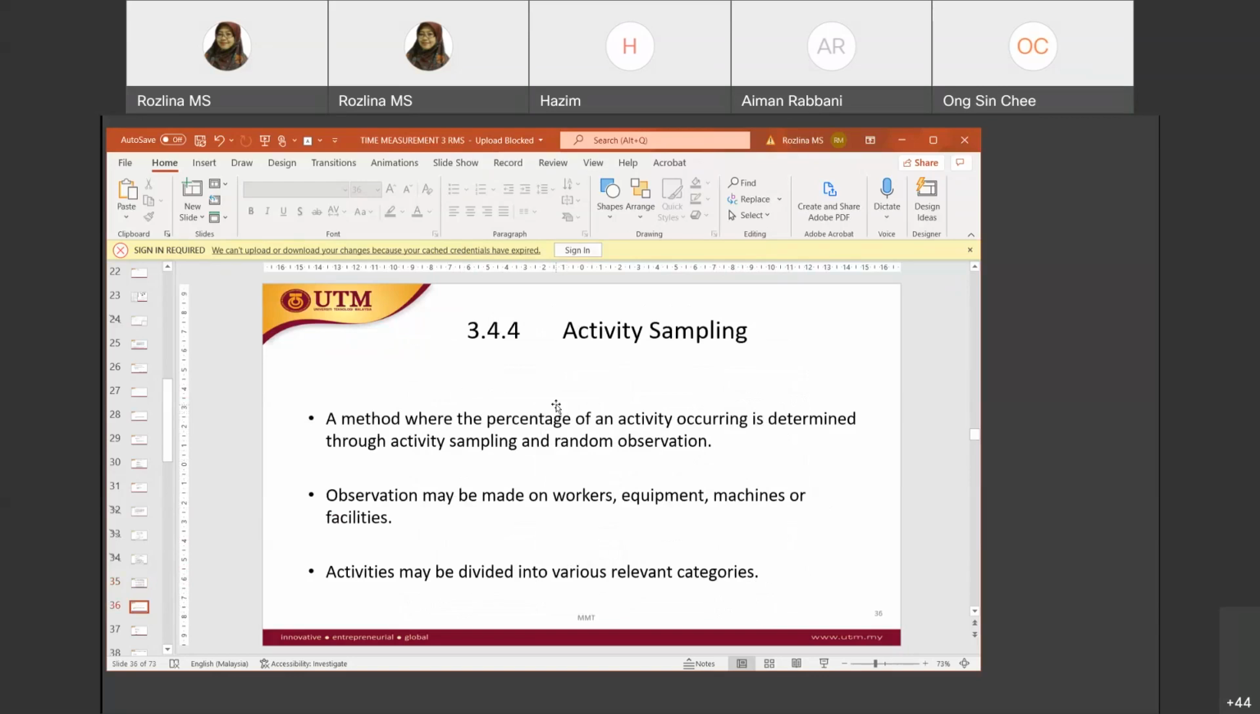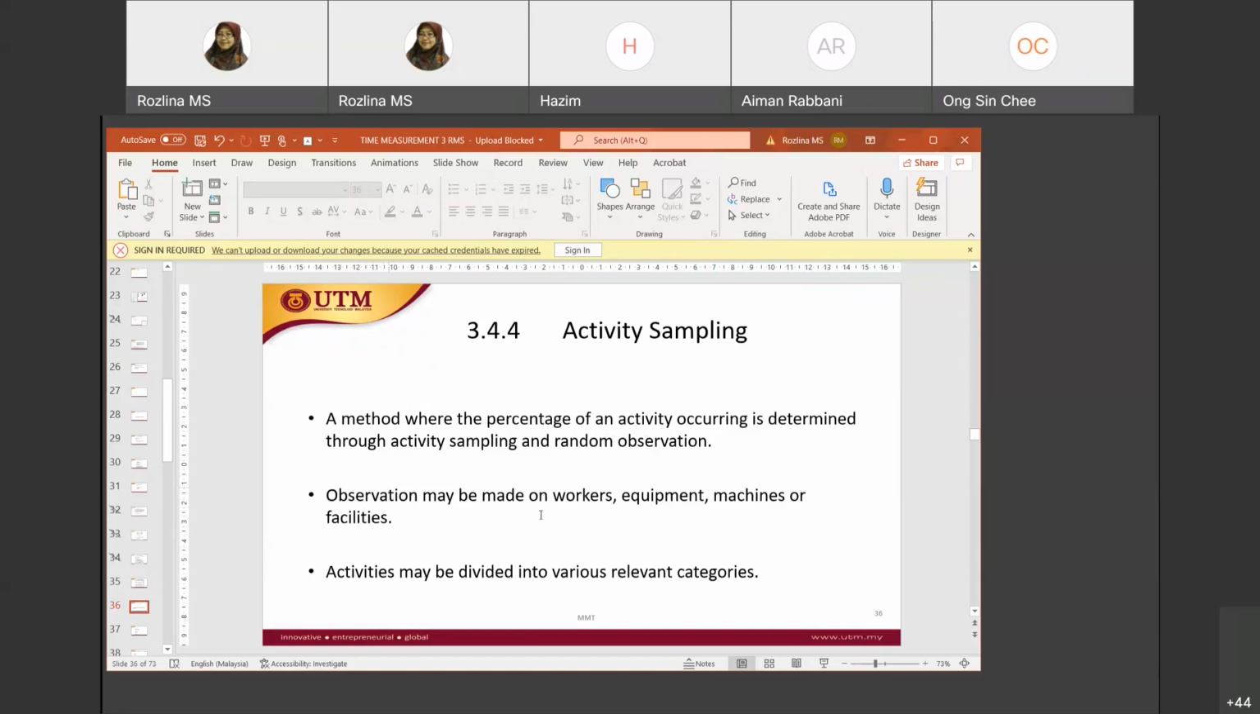Okay, now we go to activity sampling. This is the last part of our syllabus, I think. Okay, a method where the percentage of an activity occurring is determined through activity sampling and random observation. Okay, observation may be made on workers, equipment, machines or facilities.